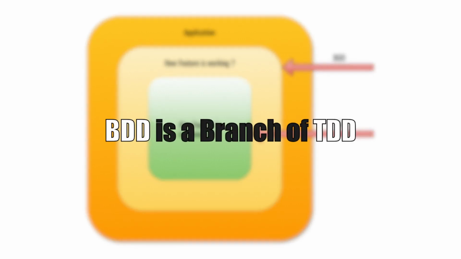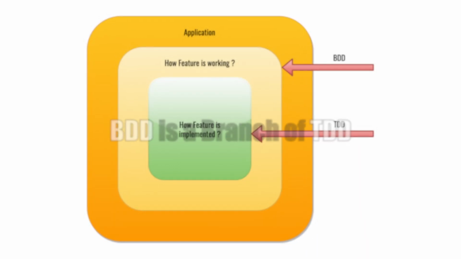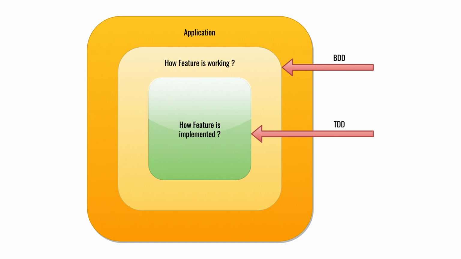Now it's time to understand the BDD approach. The first thing is that BDD is a branch of the TDD methodology, and with the help of the diagram you will understand how these two methodologies are different from each other and how it is possible to make them work together in a single project. The BDD approach majorly focuses on how your feature is working in the application, and the TDD approach majorly focuses on how your feature is implemented at the code level inside the application. So the area of focus is the major difference between these two approaches. TDD focuses on your code and BDD focuses on your feature, on how your feature is working.